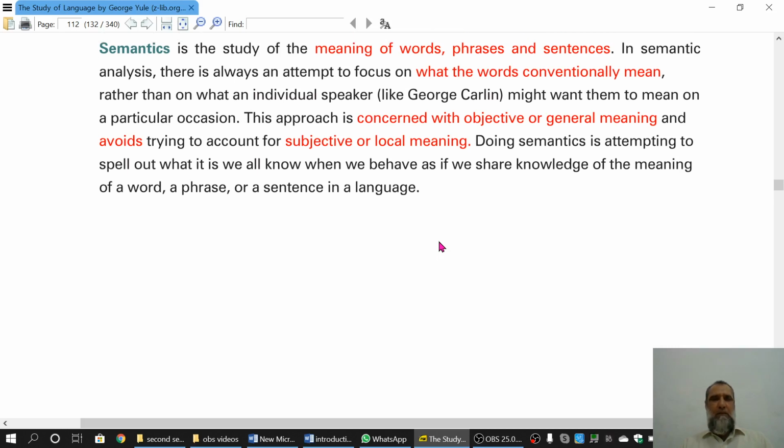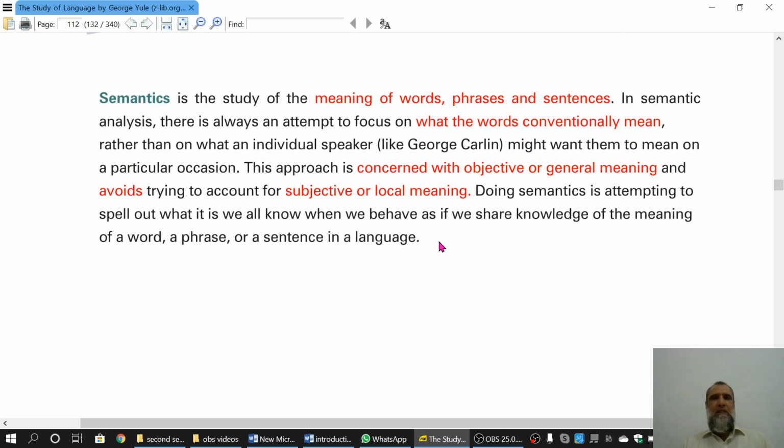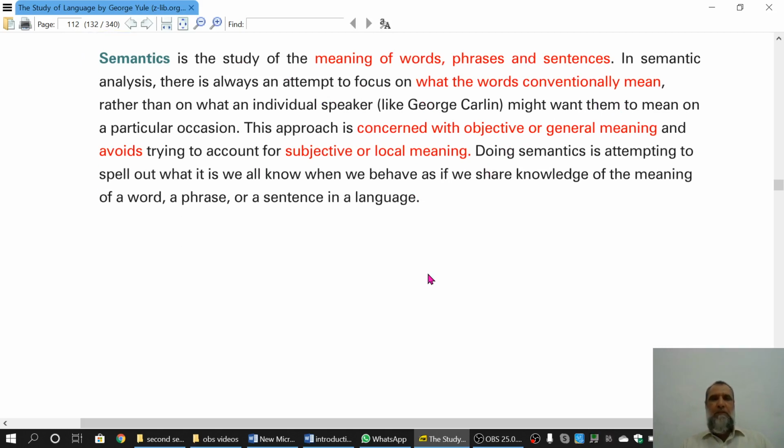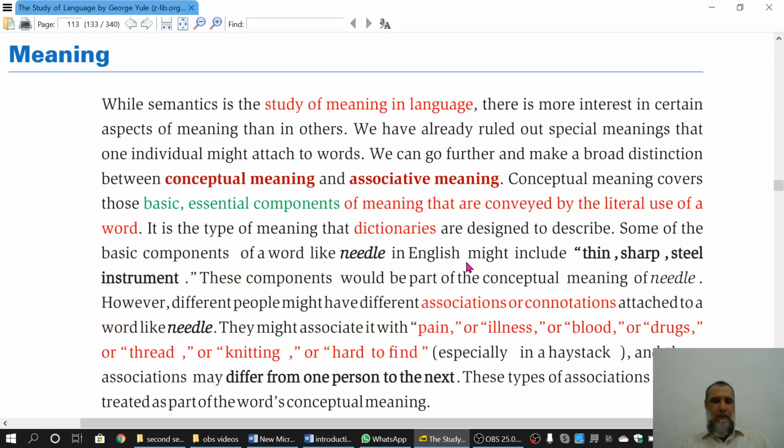So this is what we do in semantics. Semantics is the study of meaning of words, of phrases, and of sentences. But in semantics, we talk about the conventional meaning. We are concerned with the objective and general meaning, and not with the subjective or local meaning.